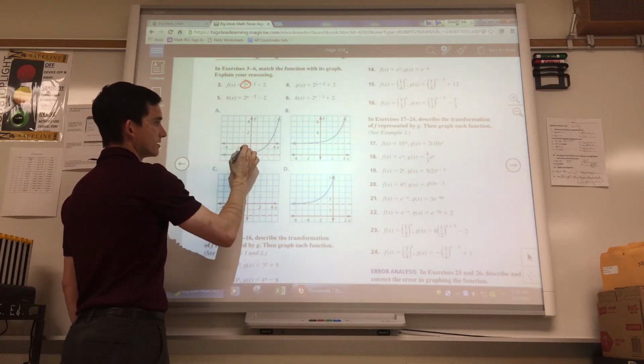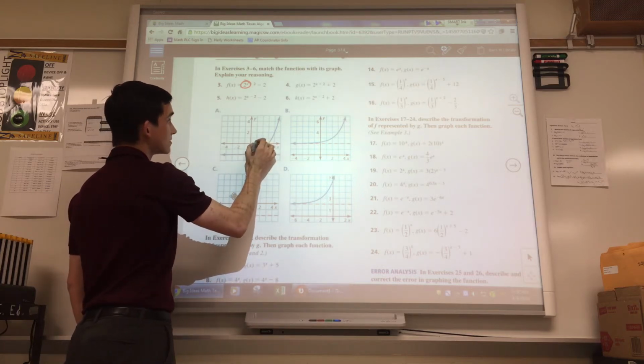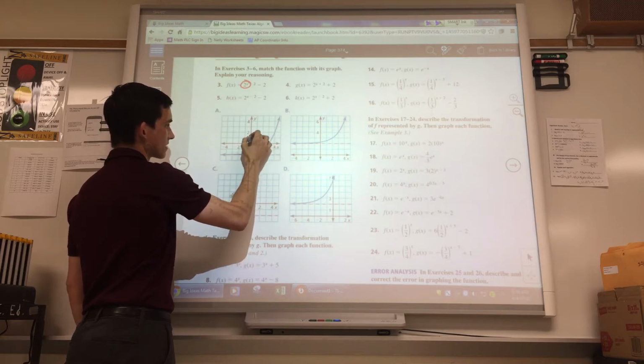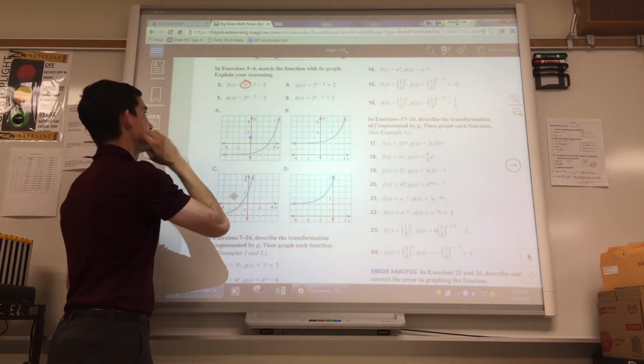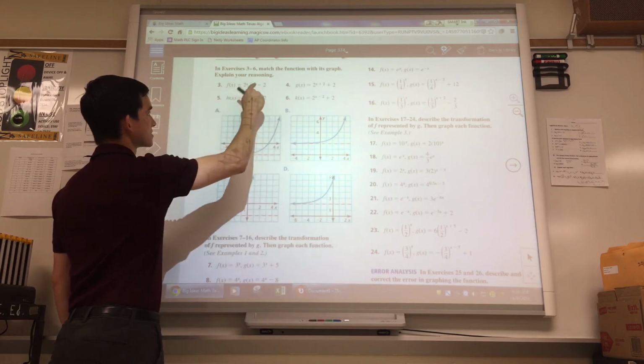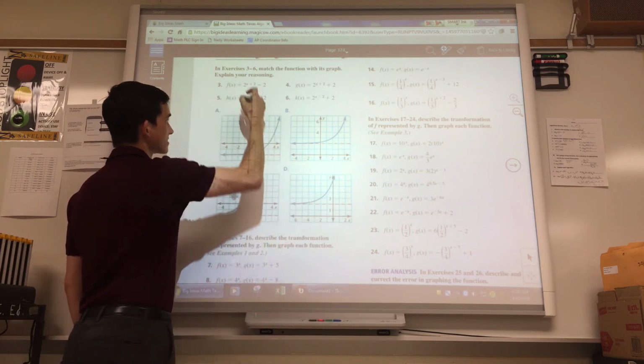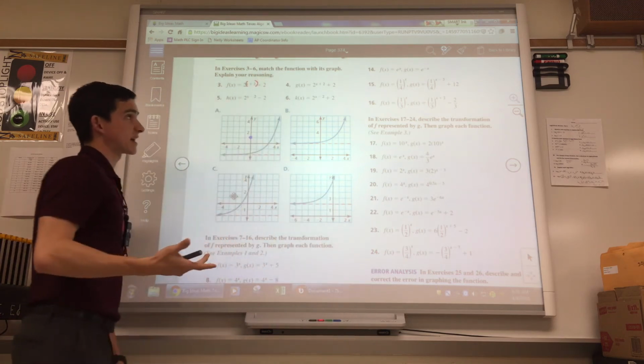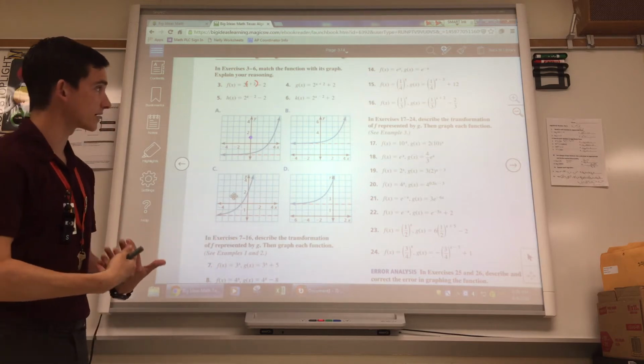If it went through 0, 1, right here, and then it got shifted, let's see how it shifted. It says +2 up here where the x is. You guys probably can't see that on the video, but if you're looking at your book right now, you can.